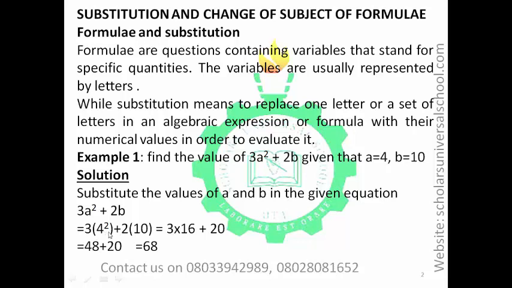So let's move on. 4 squared is what? 16. And 3 times 16 is what? 48. Then 2 times 10 is what? 20. Add 48 to 20. What do you have? You have 68. So here we are able to substitute successfully the values of a and b, and we are able to get a value for that expression.